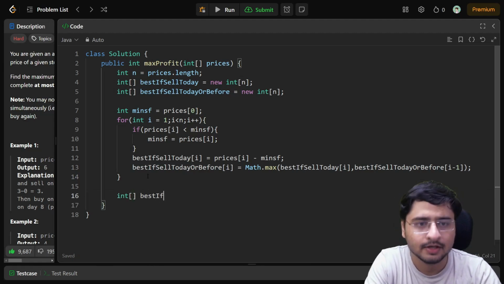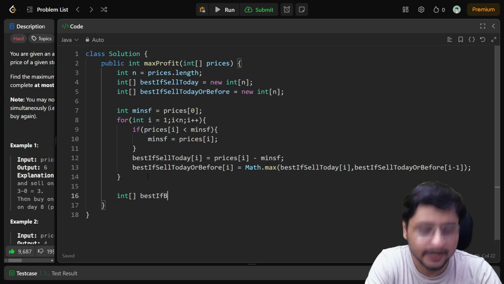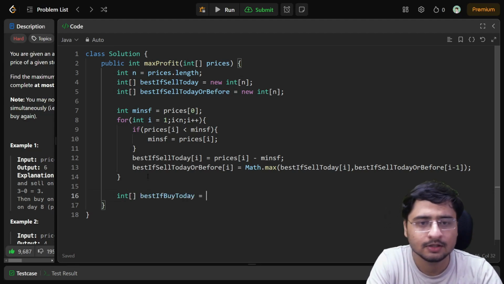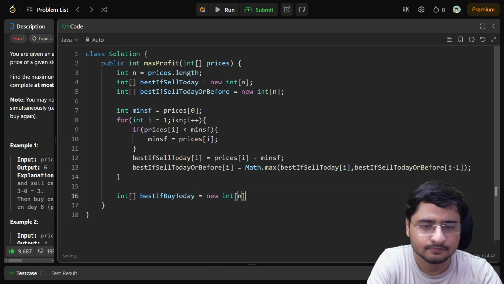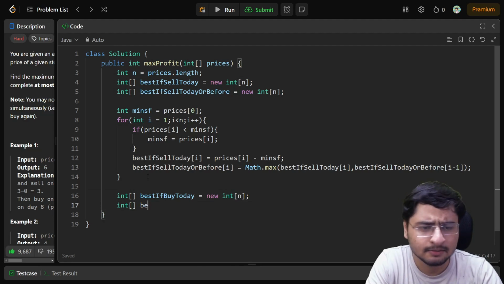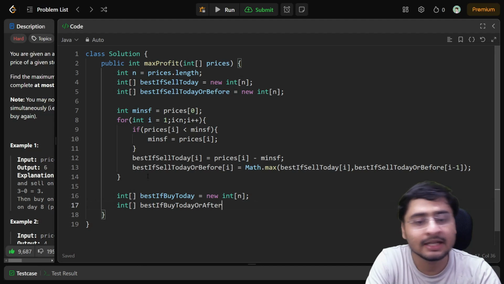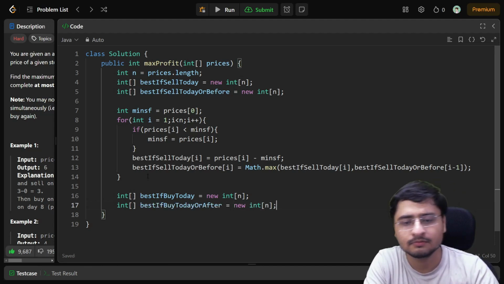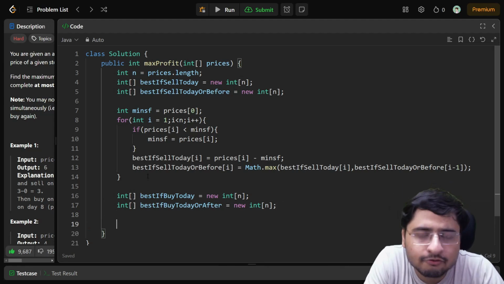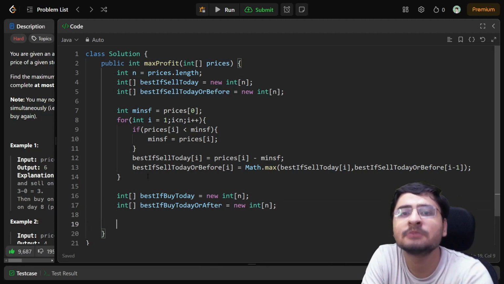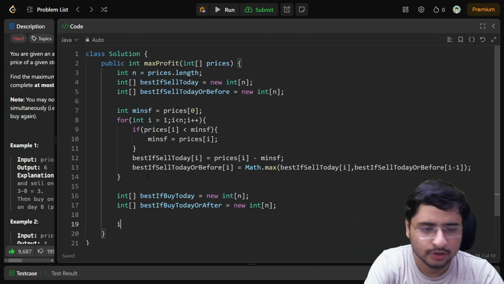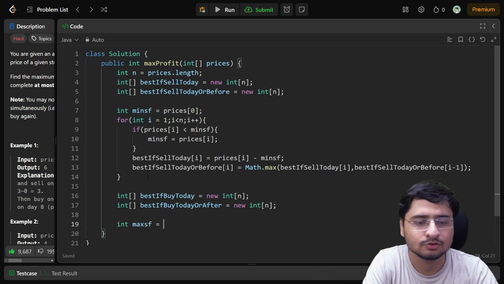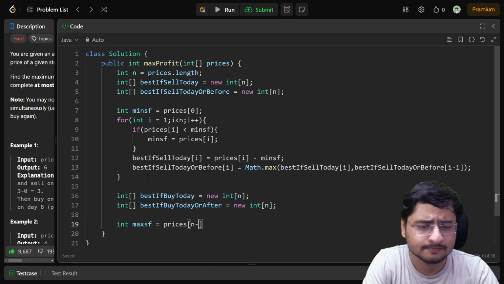So best if buy today, if I'm forced to buy today, is equal to new int n, and int best if buy today or after, because this is from the buying perspective, so it will be in the future. Now, if you want to buy, we want to keep track of what is the maximum after us. So here we are going to keep track of max so far is equal to prices of n minus 1.